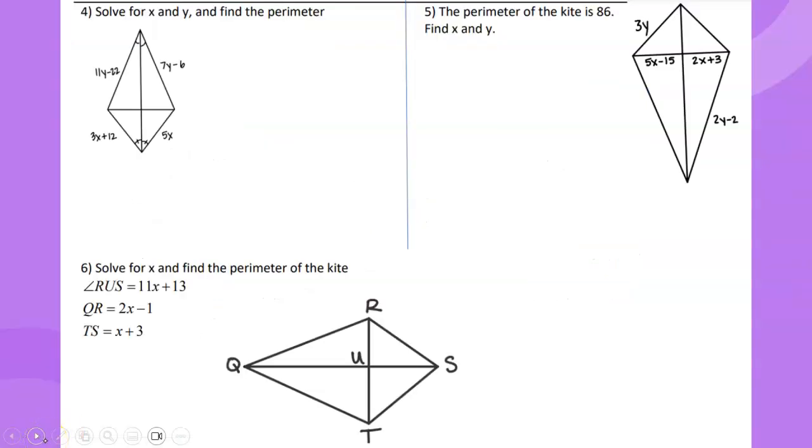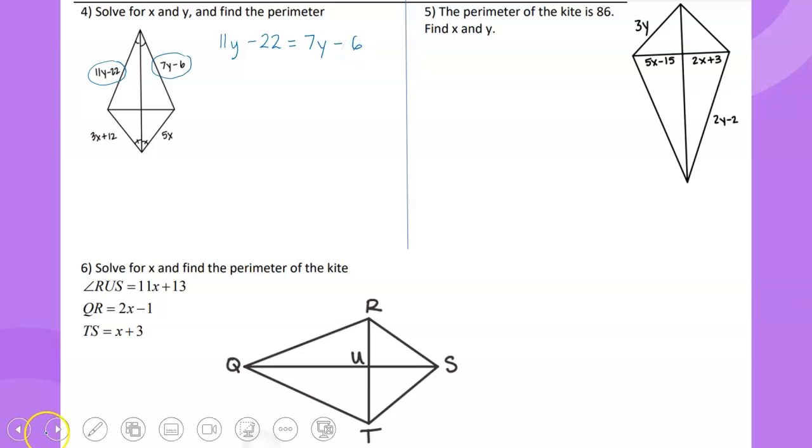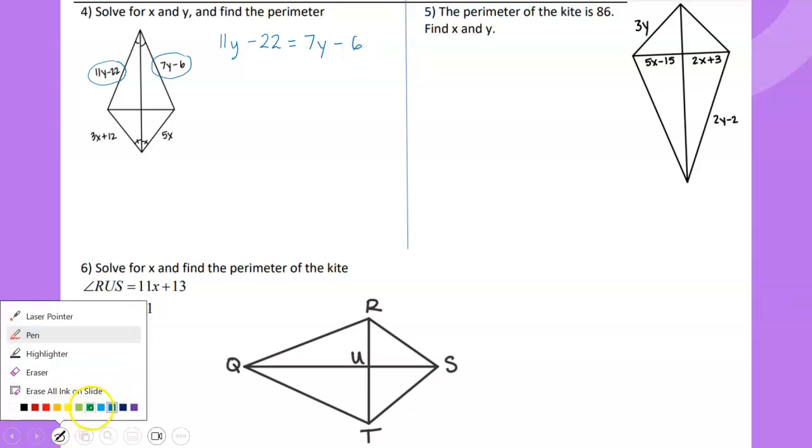All right. These are some more problem solving with kite properties. I'm going to start these, but I'm not necessarily going to finish them. This side and this side would be congruent to each other, so that's how I would solve for y. 11y minus 22 is going to be the same length as 7y minus 6. Then we would algebraically solve for y.